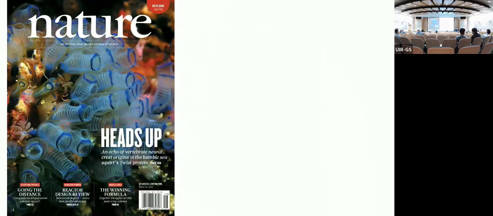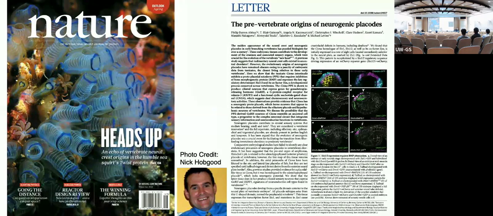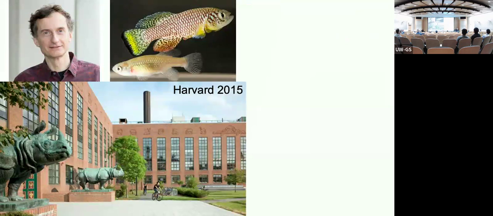And I was thrilled beyond belief that we were able to publish this in Nature. I got this image off of Wikipedia, surprisingly, and photo credit to Nick Hopgood. And we did similar work with placodes as well. I'm going to zoom through this so we don't run out of time.